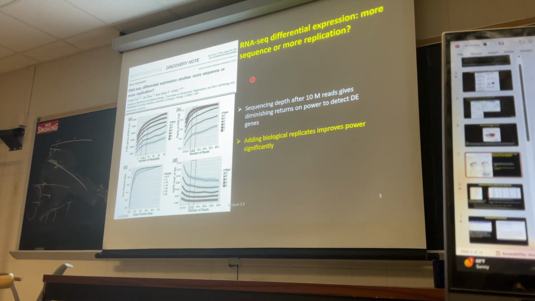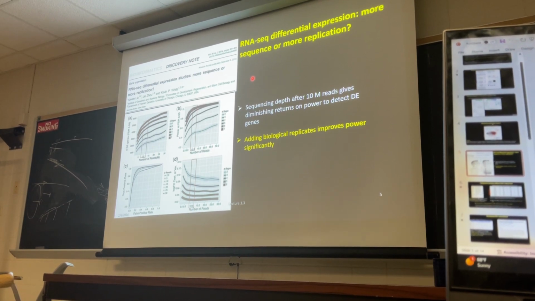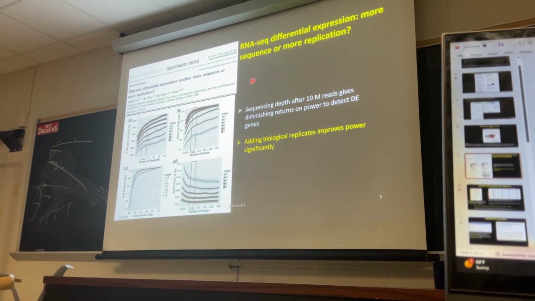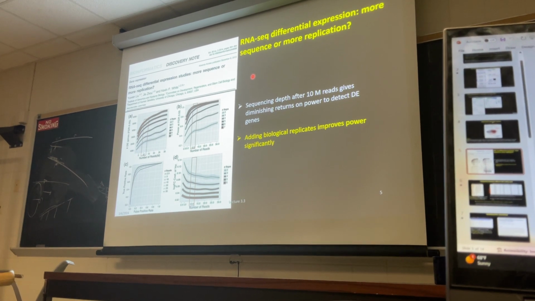So the key thing is that adding biological replicates always helps to increase the power of your statistical analysis in RNA-seq data, rather than increasing the sequencing depth. But this is solely for the purpose of differential gene expression analysis.